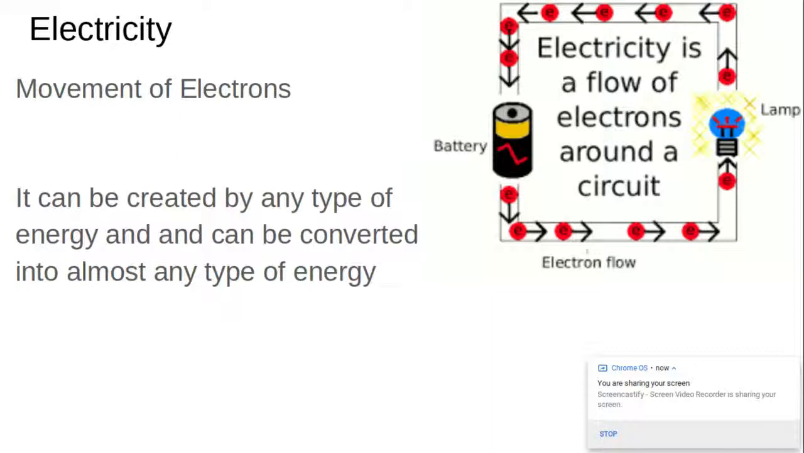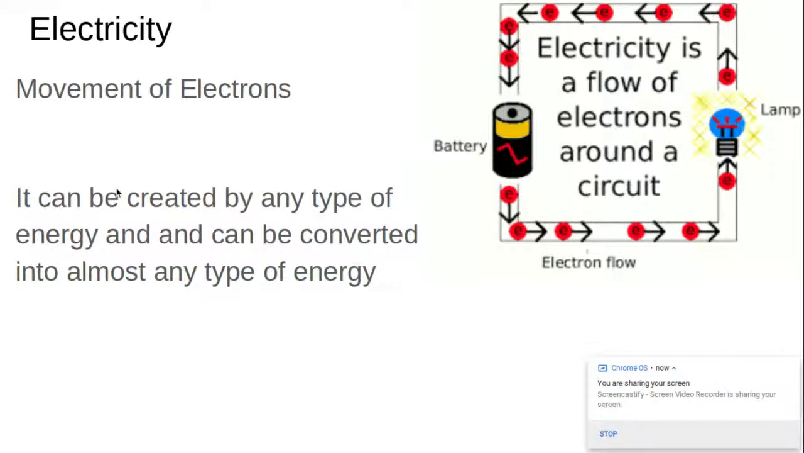Electricity is the movement of electrons, okay? And so here what we have is a circuit, and we've got a battery, and everything has electrons inside of it, right? By using a battery, we can get those electrons to move, and when those electrons begin to move, they can do work, right? They can generate energy, and the movement of those electrons is electricity.